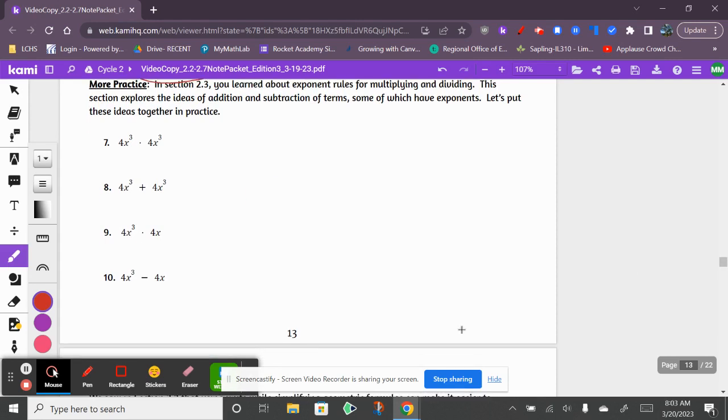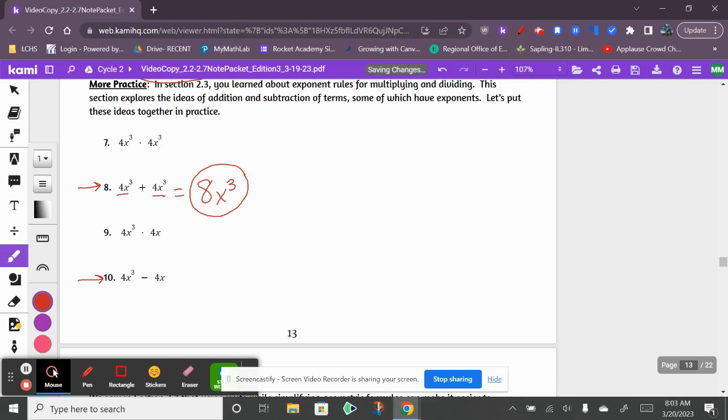So if we look at the ones that are adding or subtracting, so that would be 8 and 10, those still use the rules that we learned today. So I want to make sure that they are like terms. So I want the same variable raised to the same exponent. So we have that. So I can just combine how many there are. There's 4 and another 4. So that will give us 8x to the third.